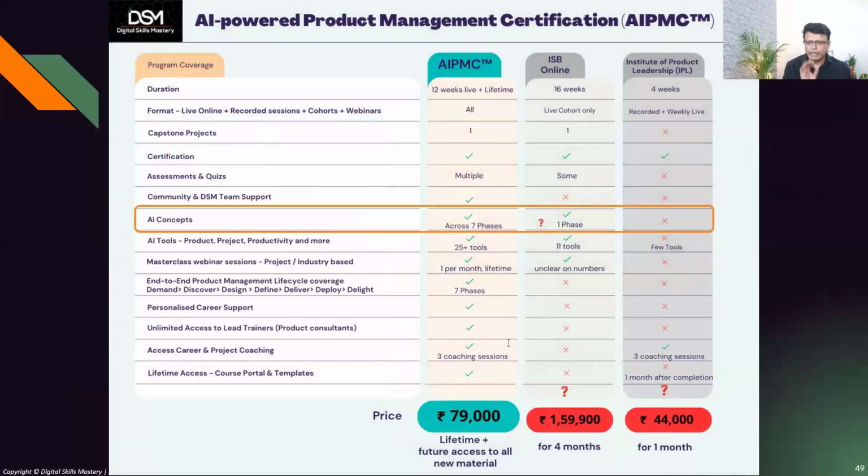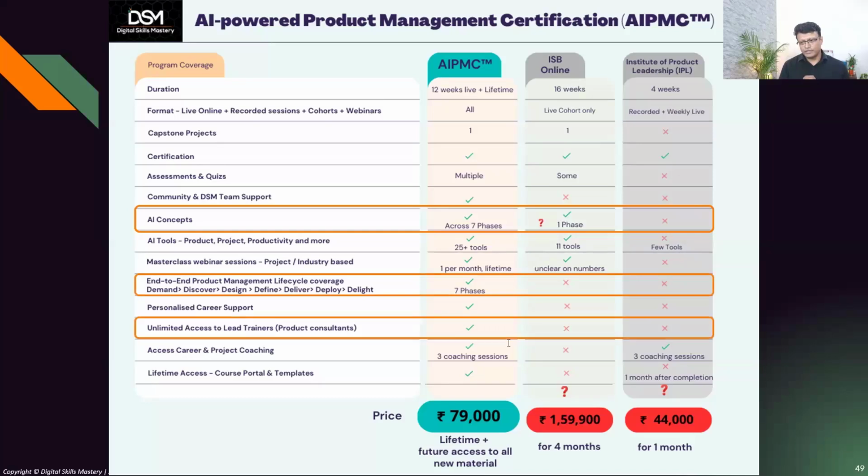Some of the things that we want to highlight is the 7 phases that we have talked about, from demand to delight. There are separate types of deliverables that are expected from you as a product manager and business analyst. How do you handle that? How do you create that using AI tools and your own knowledge of industry? That is what we cover, and this is the real experience from the industry perspective. You get an end-to-end product management lifecycle coverage as we go through all of these phases.